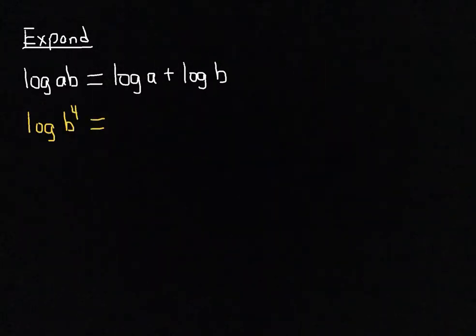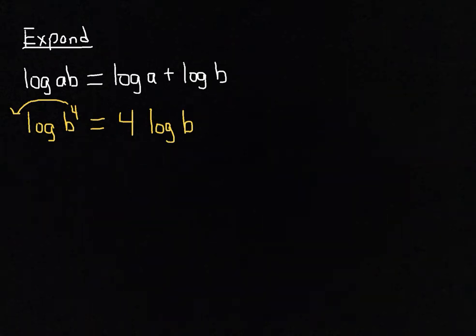So if I have a problem like log of b to the fourth, again, this is in base 10 because there's no base written. To expand this, this is the power one, where you say it's 4 log of b in base 10. So 4 log. This exponent just simply moves to the front and you multiply.